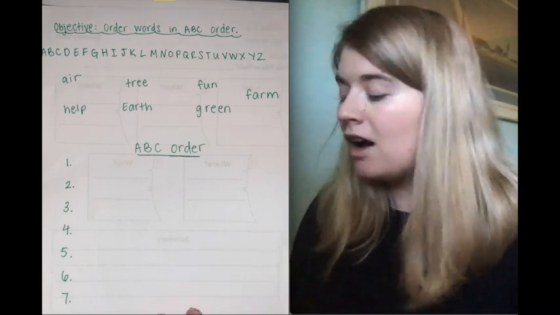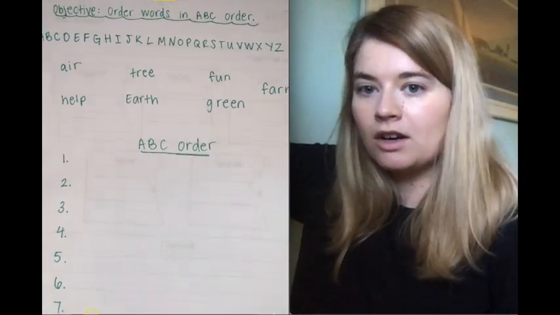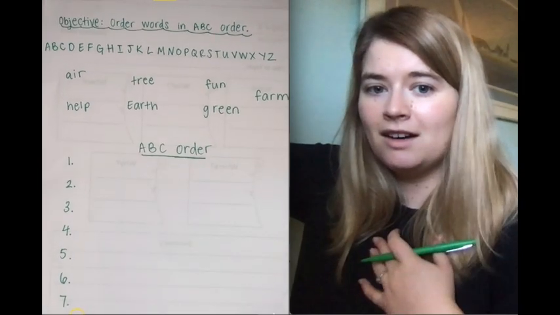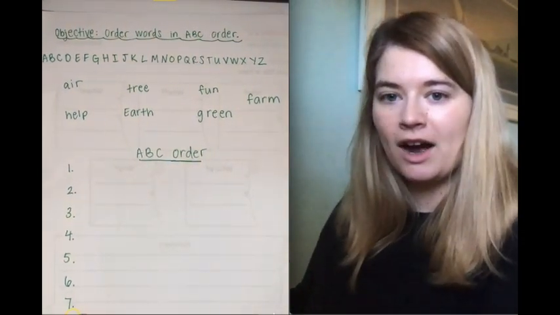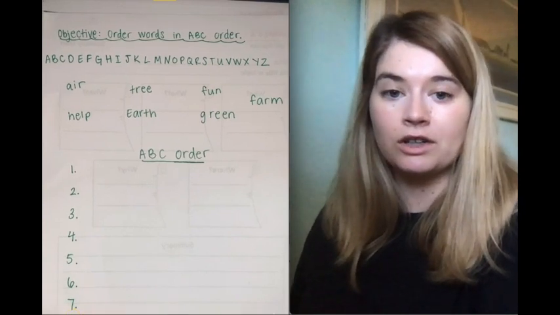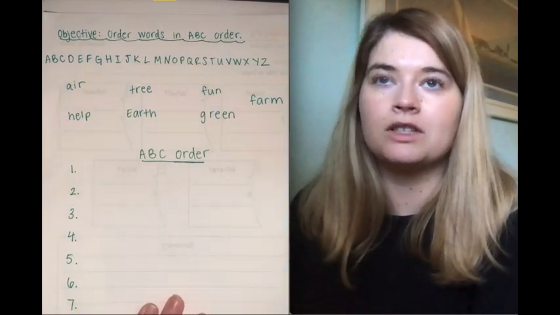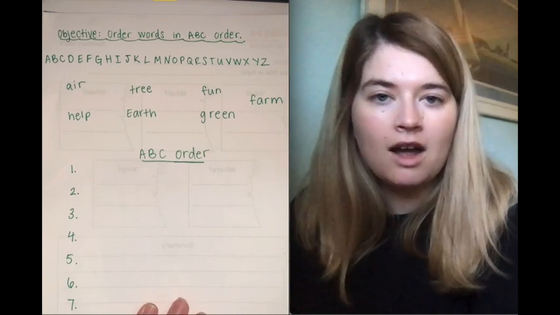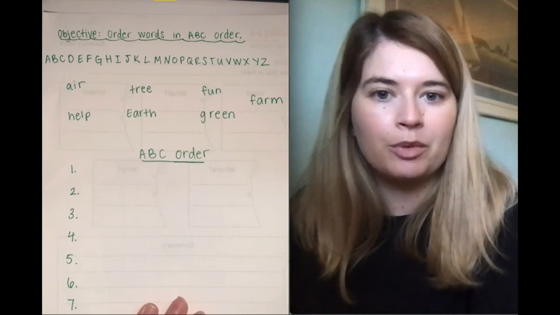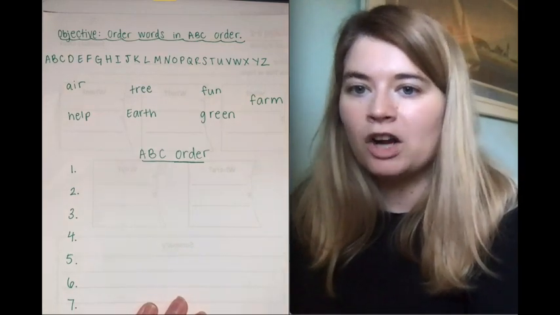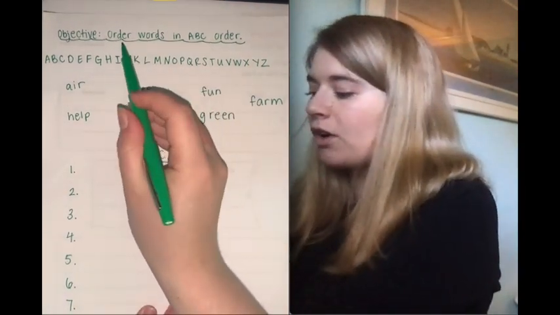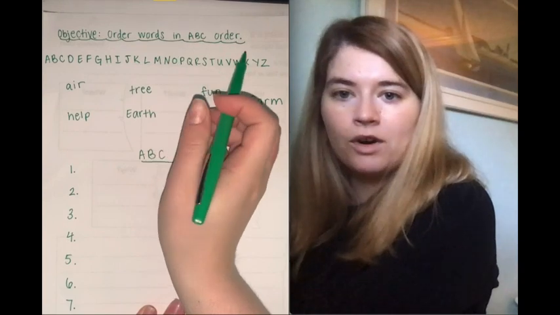So let's see if I can zoom in here. Yes, I can. Okay, so I'm going to show you how I would order this list of words. And then afterwards, you are going to go on to Seesaw, and I have an activity for you to practice, for me to just see how we're doing with this. So our objective is to order words in ABC order.